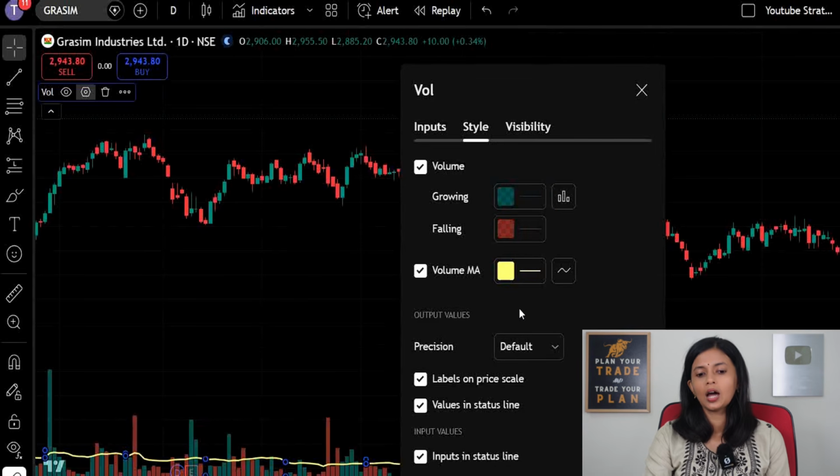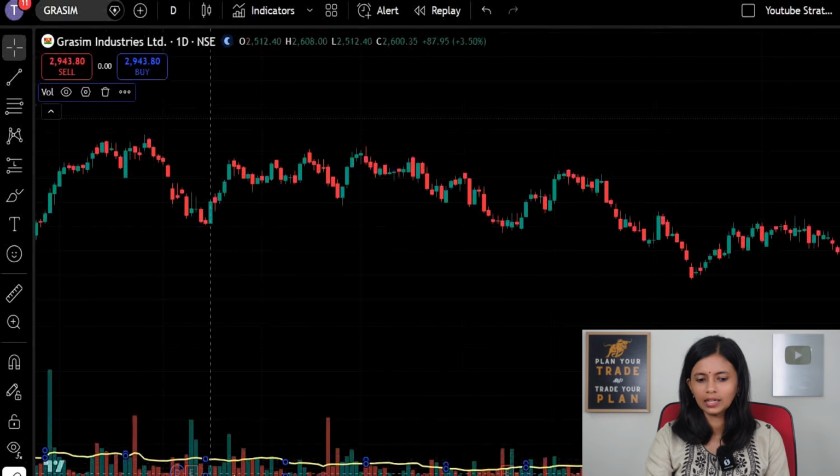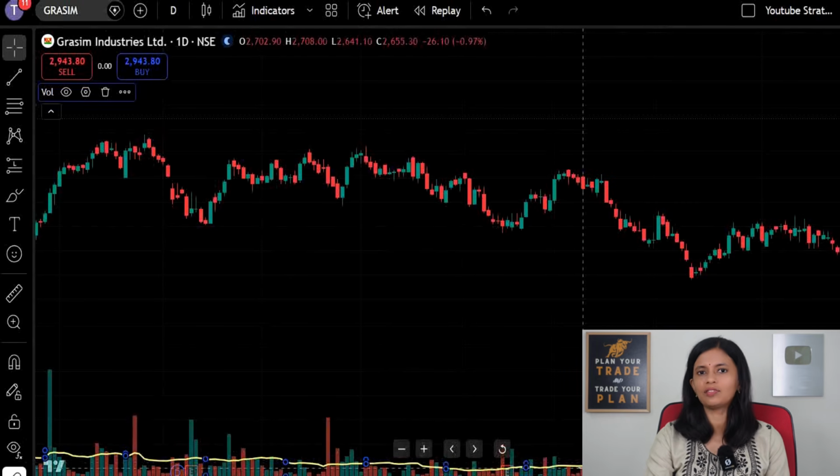Okay. Now I will show you different ways of using these volume bars to our advantage. The first best way of using it is just check this volume moving average. So it will give you the moving average of the volume bars. Just select it. You can see over here the yellow line has come. This is a moving average line.